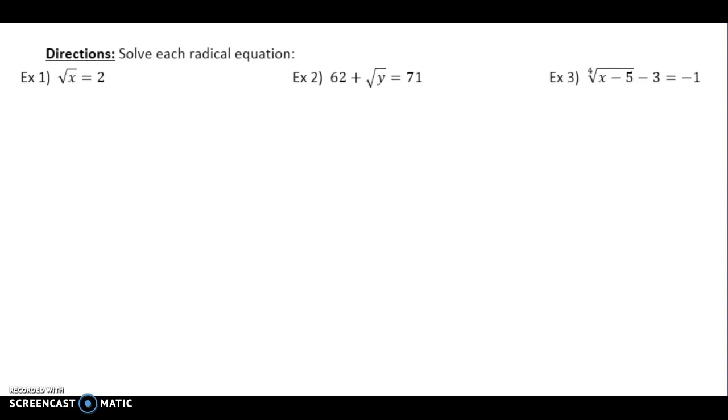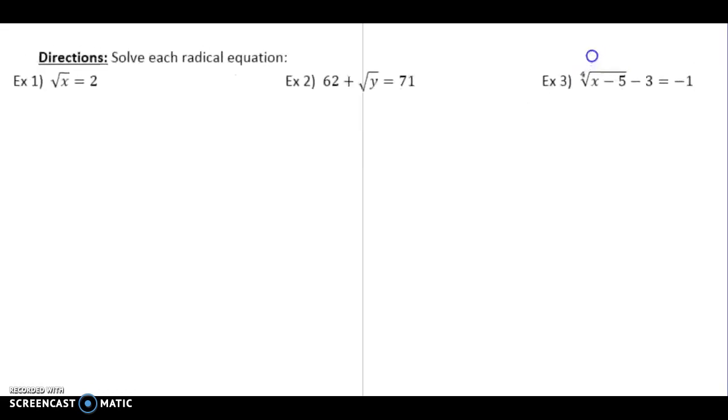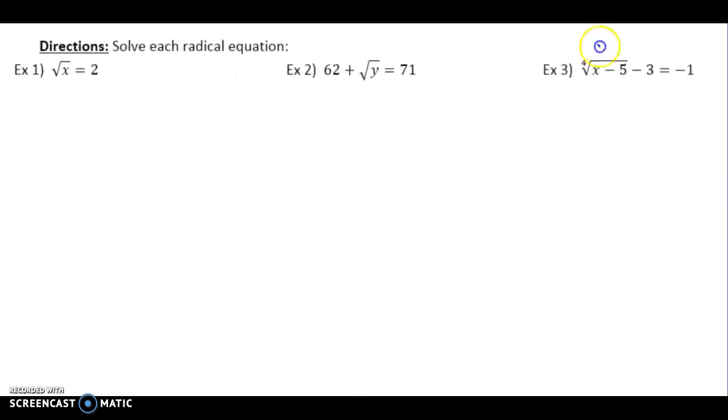Okay, so first step, what do I need to do to isolate the fourth root? Get rid of the 3. Add 3. Correct. I need to add the 3 to the right side. So now I have the fourth root of x minus 5 equals 2. Now you have to be careful because we're so used to squaring things, but is this a square root? No. So how do I inverse and undo a fourth root?